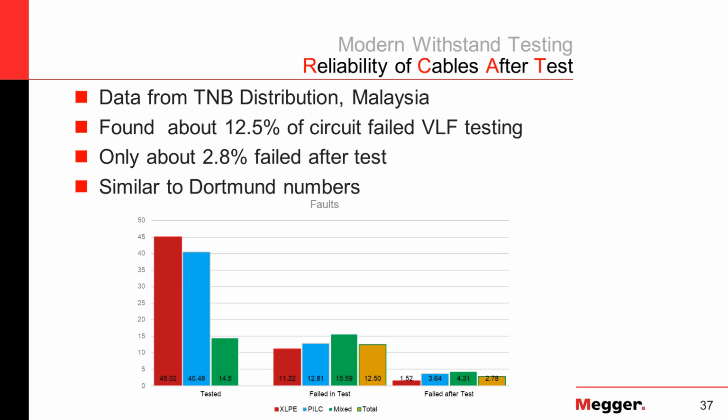Then you can see that the PILC and the mixed numbers, so that means XLPE with some sections of PILC, still are more than 2 times higher in statistical risk of failure than pure XLPE. Another thing that is very interesting about this study, because they did it with a sinusoidal test set: a certain percentage of the cable population was tested at reduced frequency. Remember, not like less than 0.1 hertz.